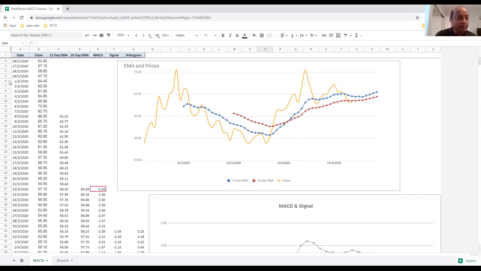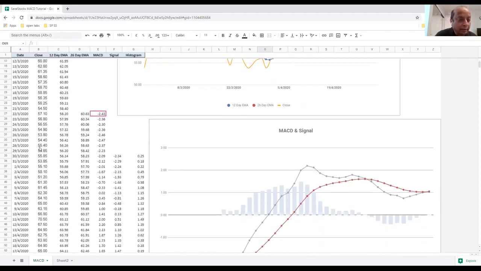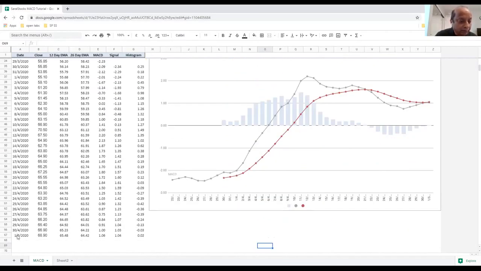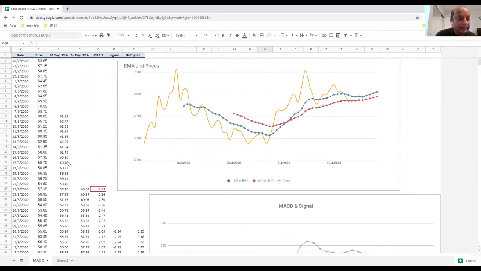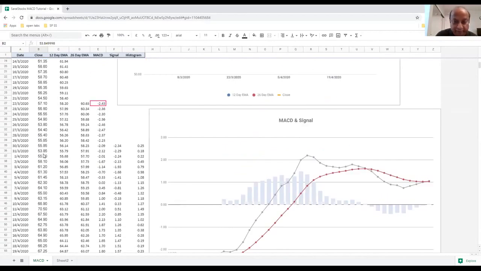What I'm showing you here is the date in column A. It goes from 26 February 2020 to 1st of May 2020, last year. And this is currently showing you some stock values in the closed column, over the same time frame.